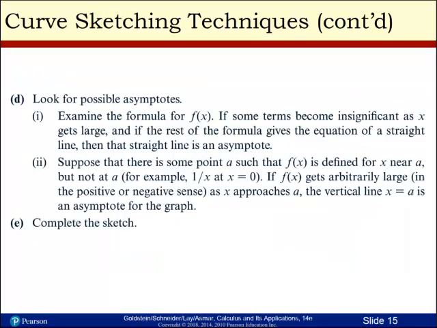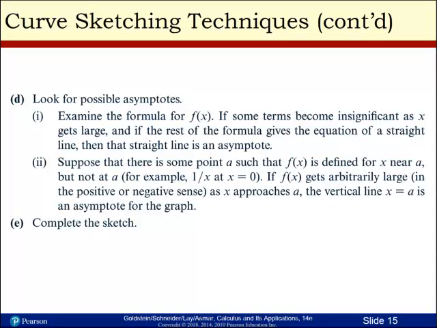You're also going to look for asymptotes. Examine the formula for f of x. If some terms become insignificant as x gets large, and if the rest of the formula gives the equation of a straight line, then that straight line is an asymptote.